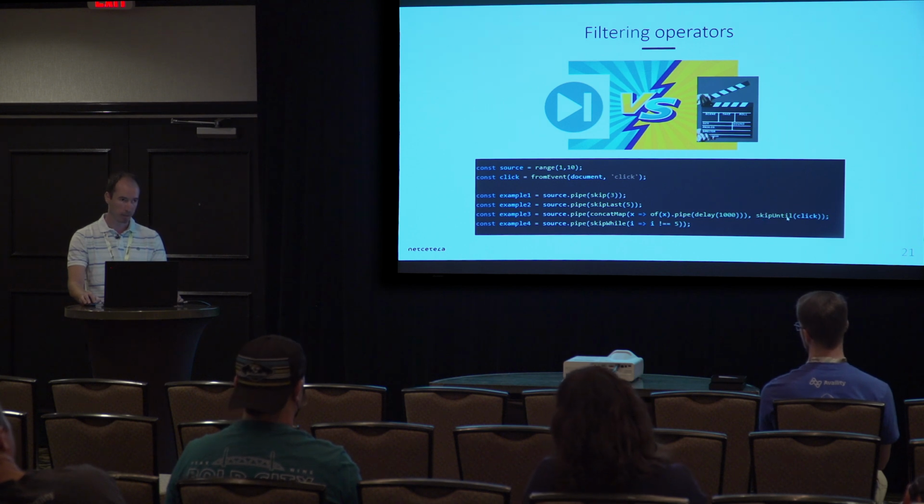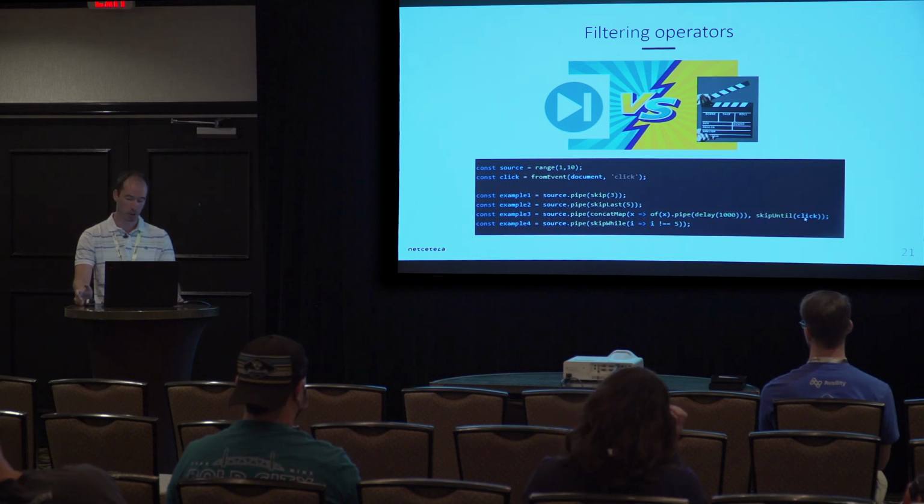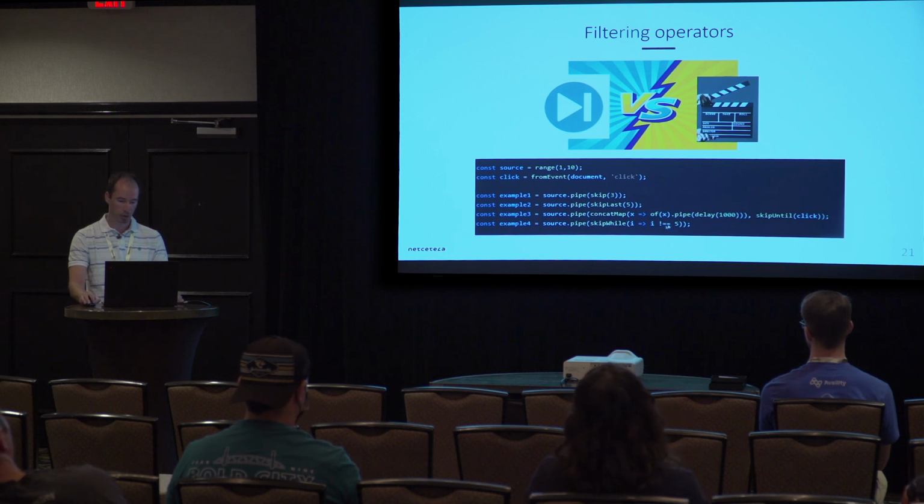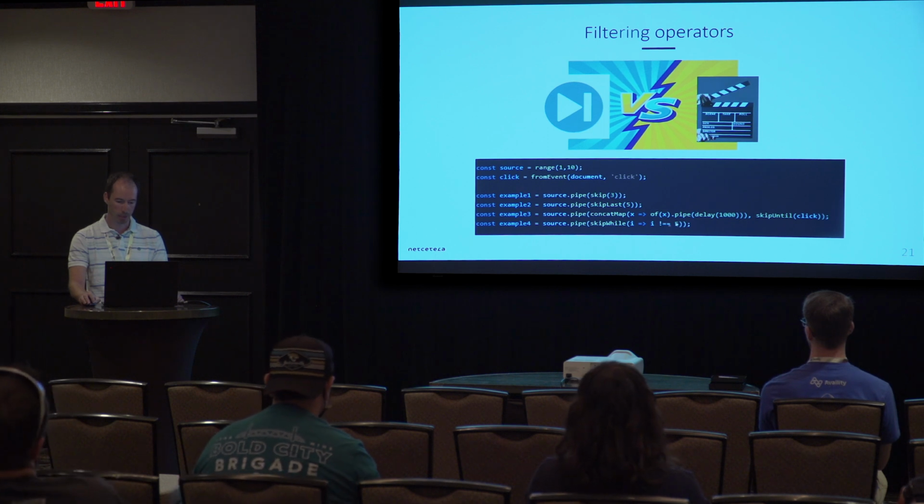Then if we use skip until, this is like the flavor where we use an observable to dictate when this is skipped. And skip while uses a predicate, so again, this will start skipping while we have different from 5.